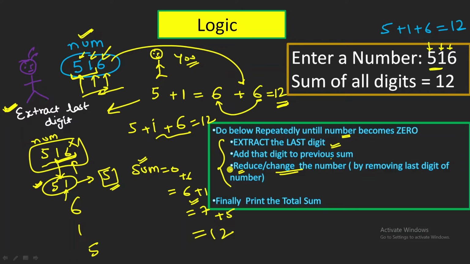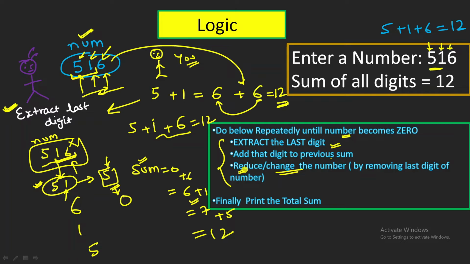Okay, and now you have to change your number by removing the last digit. So basically in 5, this is the only last digit, 5. If you discard this 5, now your number will change to 0. We will see in our logic how we can do that.